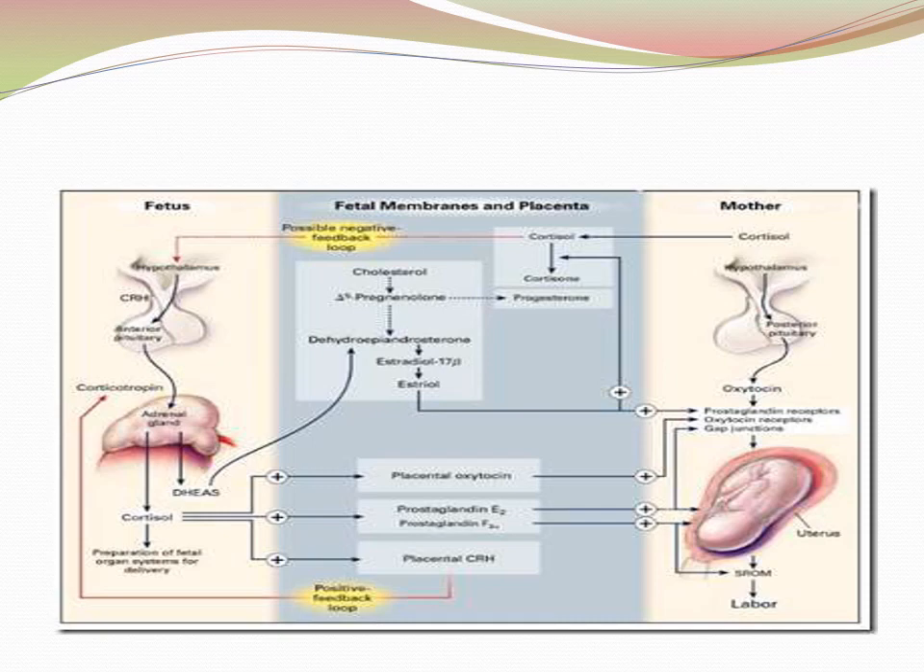So this is our diagrammatic representation of the onset of labor, and you can see how the fetus, the fetal membranes, placenta and mother are interrelated, and there are multiple factors showing how they influence the start of labor and the progress of labor.